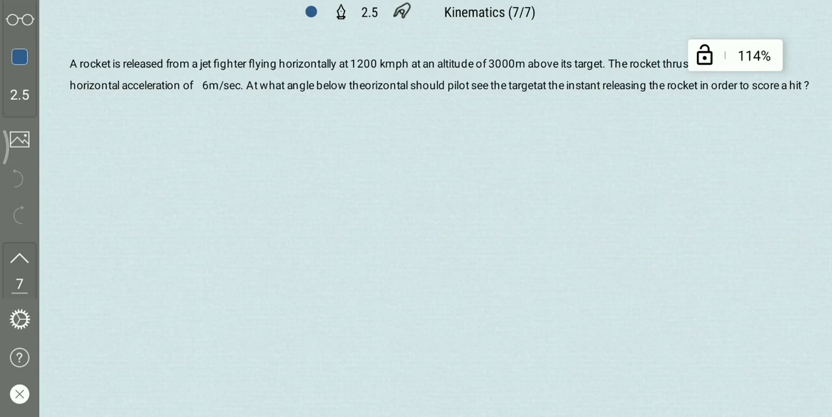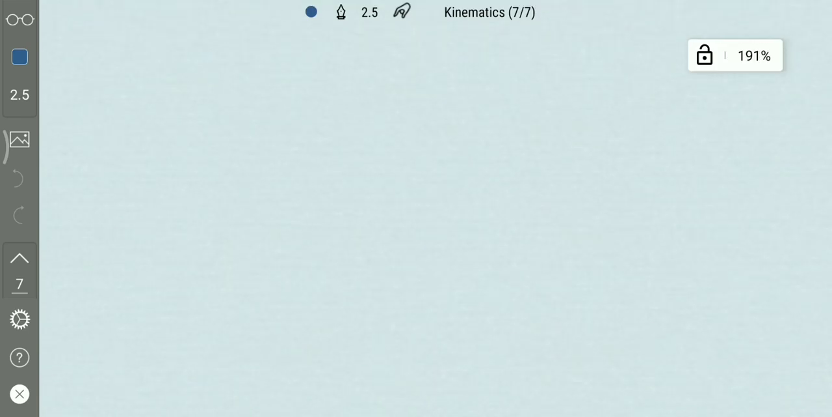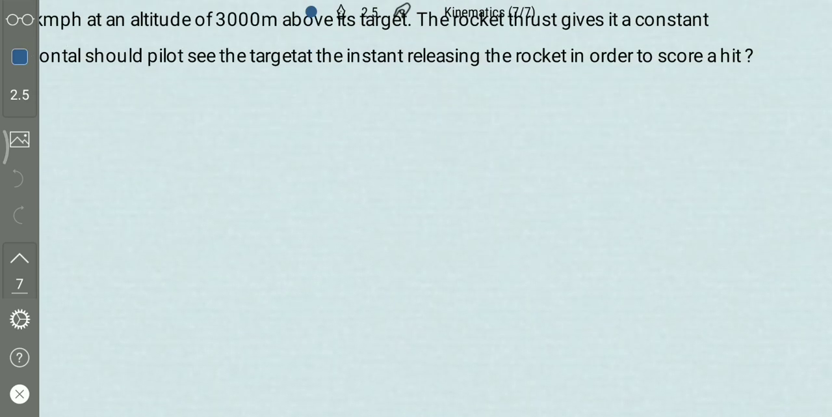A rocket is released from a jet fighter flying horizontally at 1200 km per hour at an altitude of 3000 meters above its target. The rocket thrust gives it a constant horizontal acceleration of 6 meters per second squared. At what angle below the horizontal should the pilot see the target at the instant of releasing the rocket in order to score a hit? So what he is asking us to find is this.